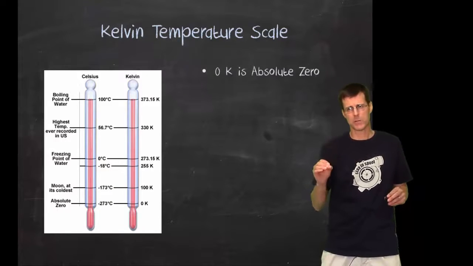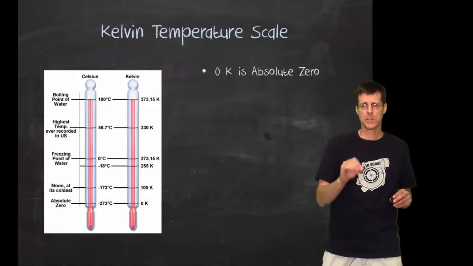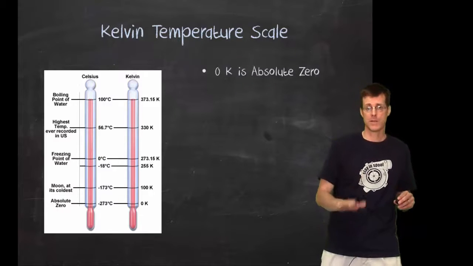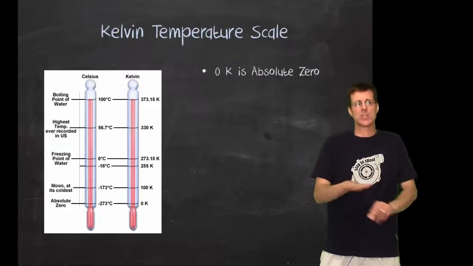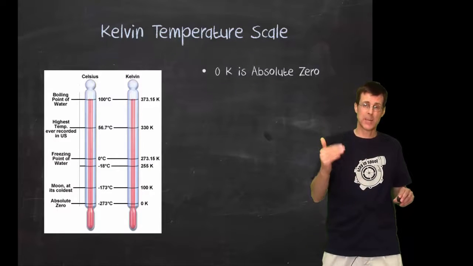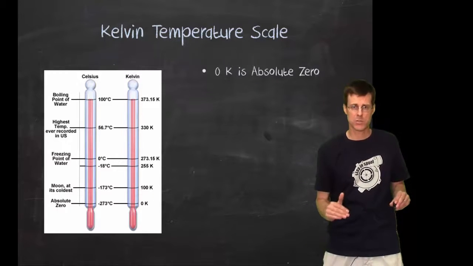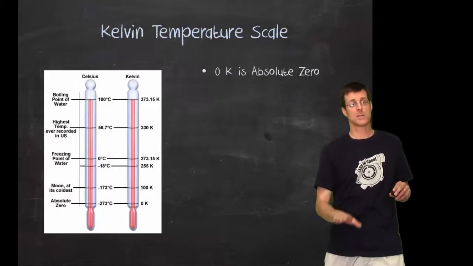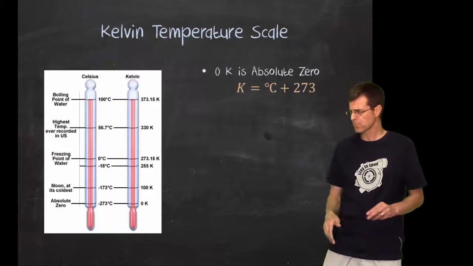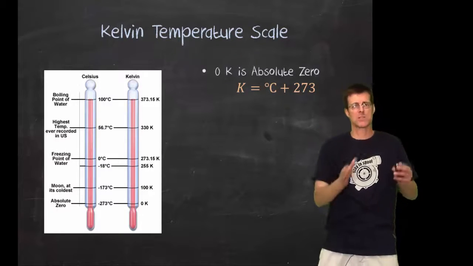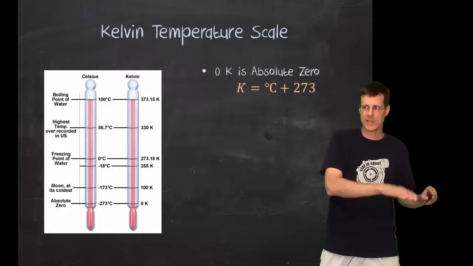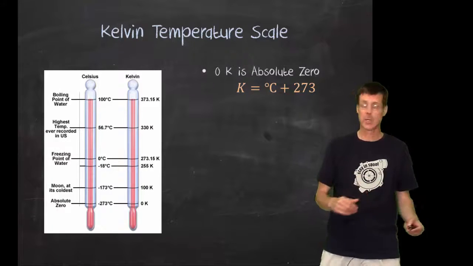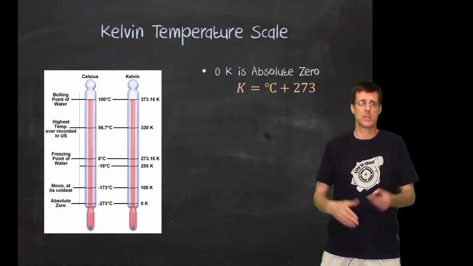So 0 Kelvin, and we don't write the degree symbol here, 0 Kelvin is absolute 0. There's nothing lower than that. That is the point at which everything stops. So if temperature is related to molecular motion, 0 Kelvin is the point at which all molecular motion has stopped. And it goes up from there. This is what's important for us. So you will not be given a temperature in Kelvin ever. You will always be given a temperature in Celsius. You'll have to convert it to Kelvin. And the conversion is really easy. Add 273. That's it. That's all you have to do.